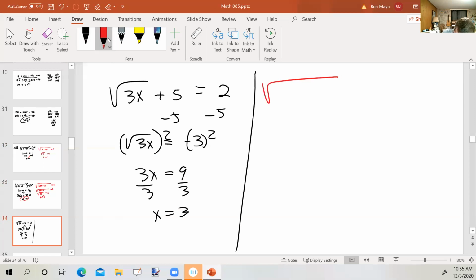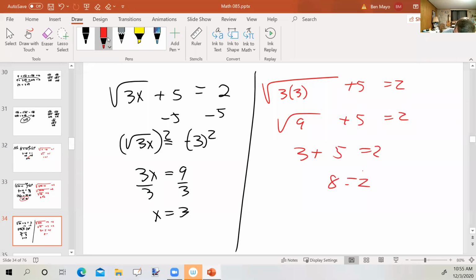When we go to check our work, we get the square root of 9 plus 5 equals 2. 3 plus 5 equals 2. 8 equals 2. This does not work. This is what's known as an extraneous solution.